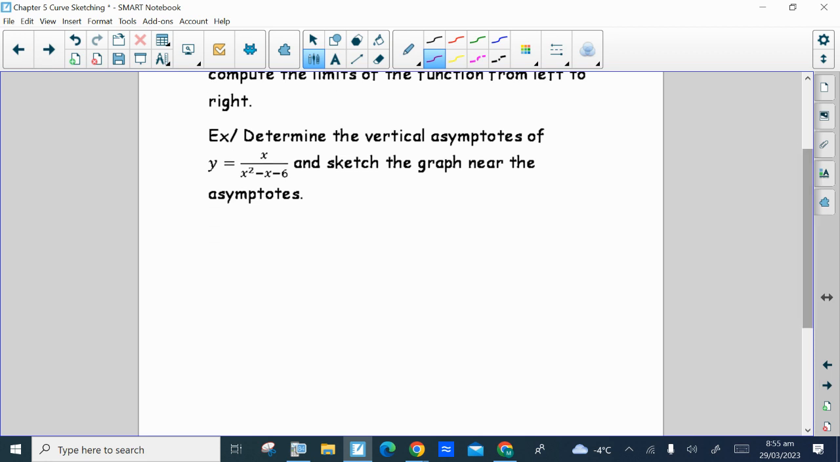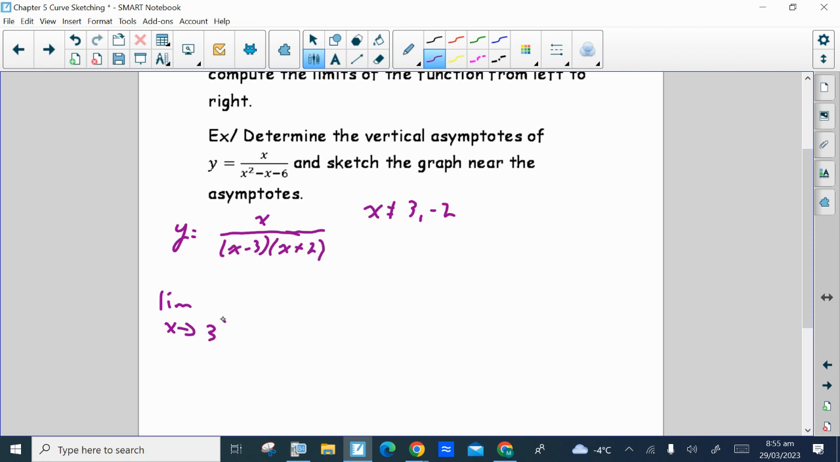So for this example, our vertical asymptotes will be found by factoring the denominator. The factors of that would be x minus 3, x plus 2. And so our non-permissive values here are positive 3 and negative 2. So let's find the limit as x approaches positive 3 from the left. And let's just write f of x instead of writing out the entire function.